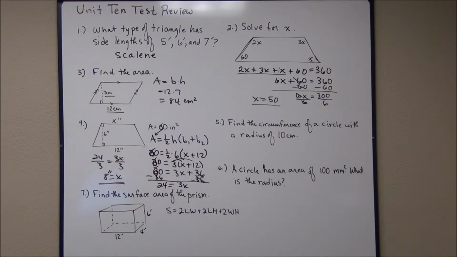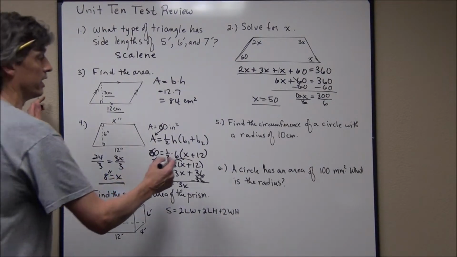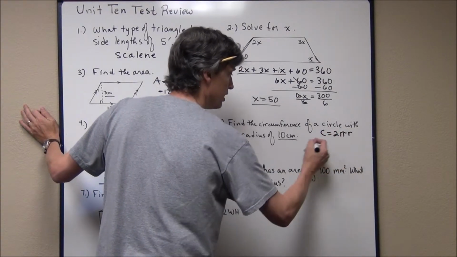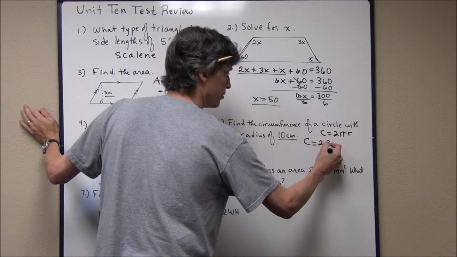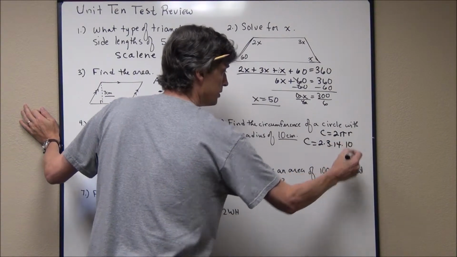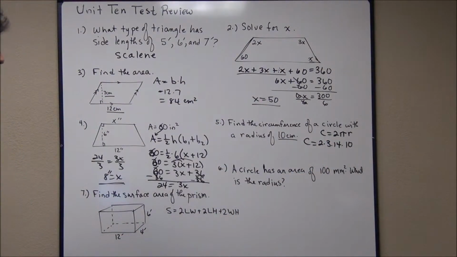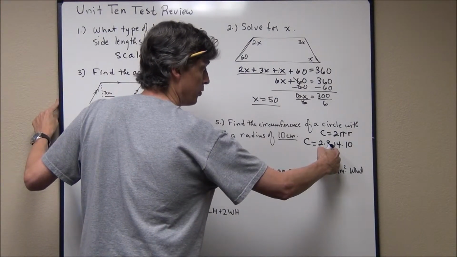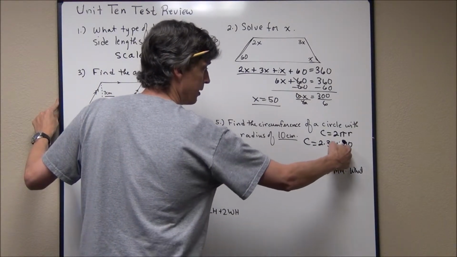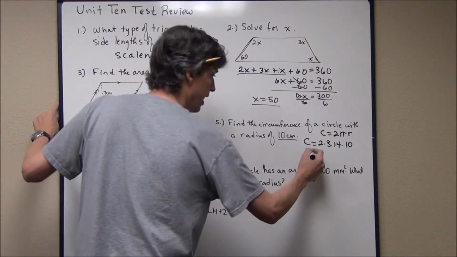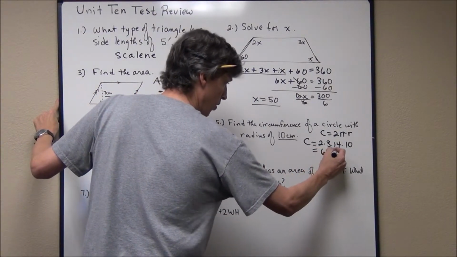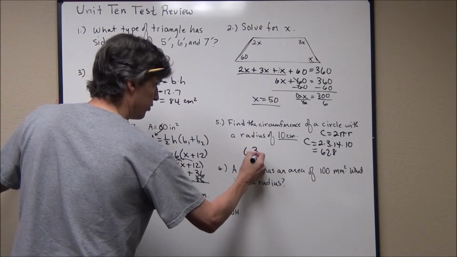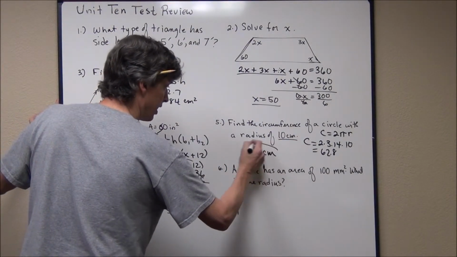Problem number 5, you're to find the circumference of a circle with the radius. And since it gives me the radius, I'm going to use 2 pi r. So my circumference would be 2 times 3.14 times 10, since my radius is 10. Well, I know that 2 times 3.14 is 6.28, and 6.28 times 10, slide that decimal point, I get 62.8, or I'm going to round it to the nearest whole amount there. I'm going to go with 63, and this would be in centimeters.